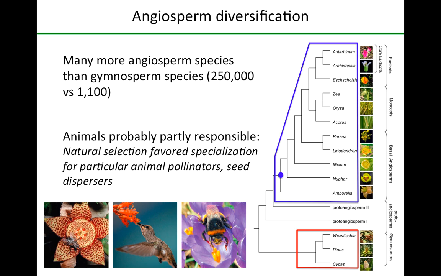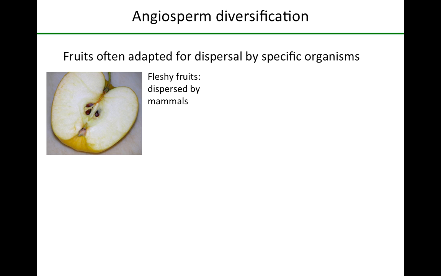And then there's a similar hypothesis with seed dispersal. We see similar seed dispersal syndromes in plants as well. So if you look, fleshy fruits are usually dispersed by mammals, and so these are also things that we tend to eat.